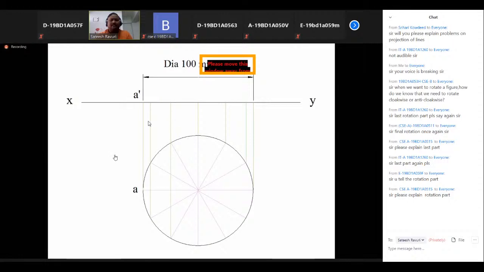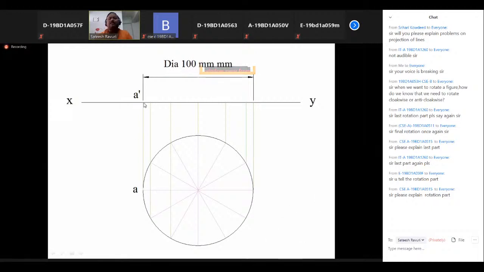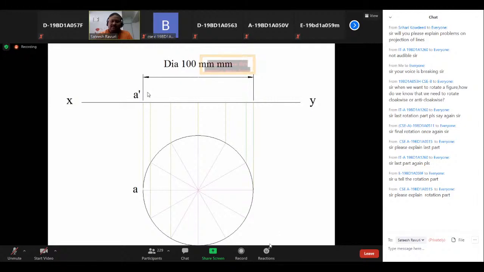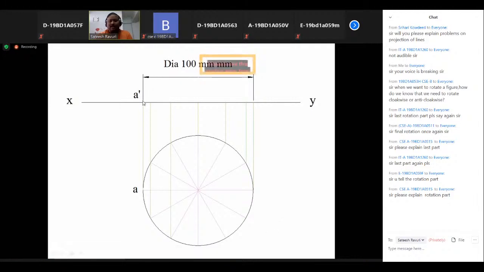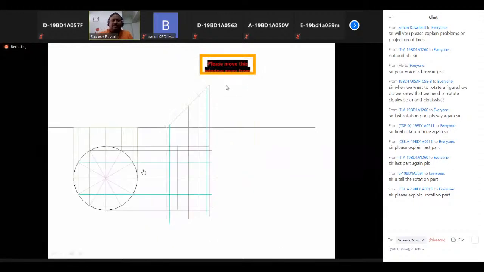And the front view will come directly on the XY line because one point on the circumference is already on the horizontal plane. There is no gap here, students. If there is some gap, the same gap will be reflected in the front view. But as it is directly mentioned that it is resting on the horizontal plane, the front view will be coming on the XY line itself. The same line here was drawn in green color. It is looking so light.